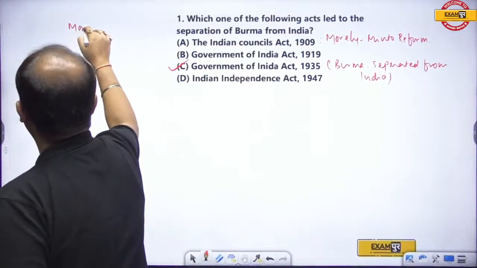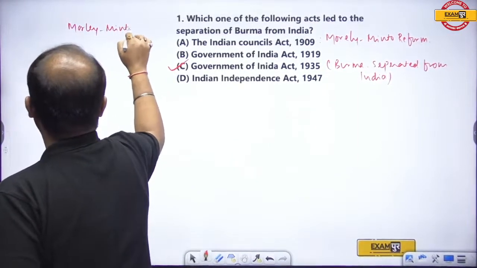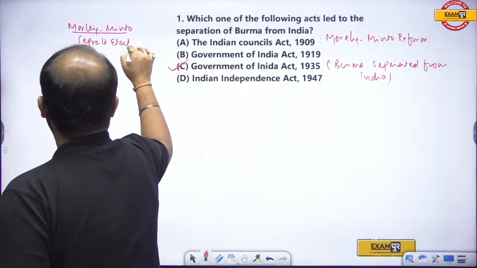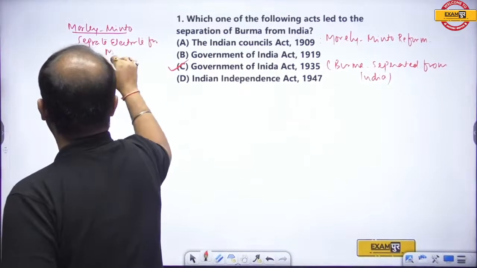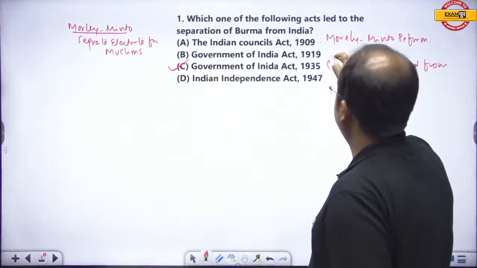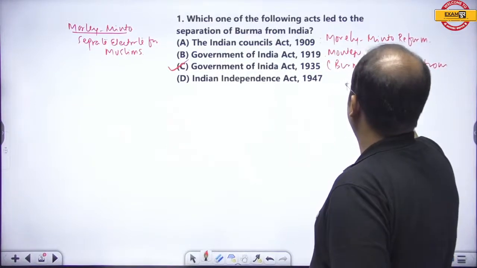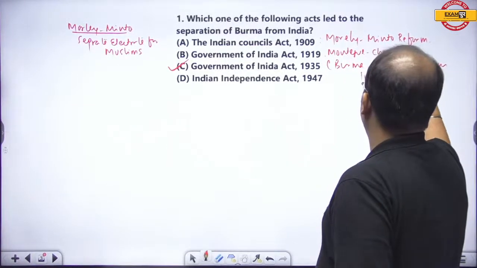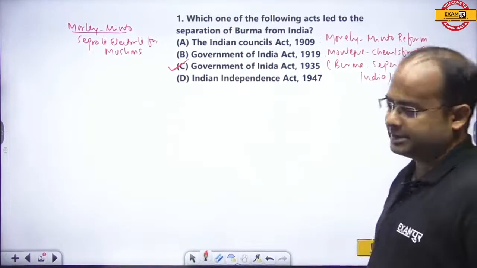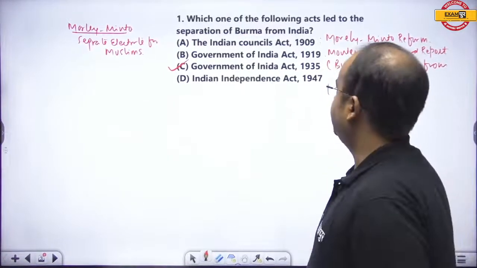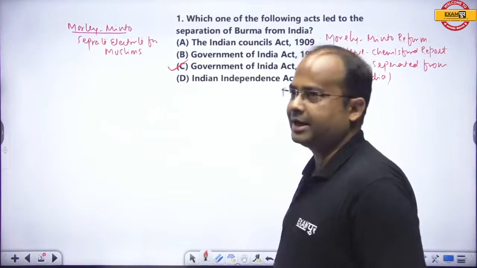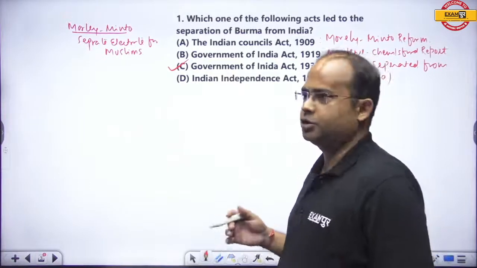So, Morley-Minto Reform: separate electorate for Muslims, that was given. Government of India Act 1919, it is known as Montagu-Chelmsford Report. And the Indian Independence Act, guys, that was the act through which India and Pakistan were declared two dominions. Actually, it is the implementation of the 3rd June plan.